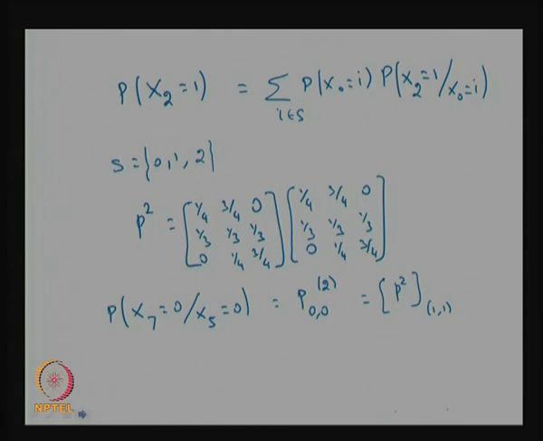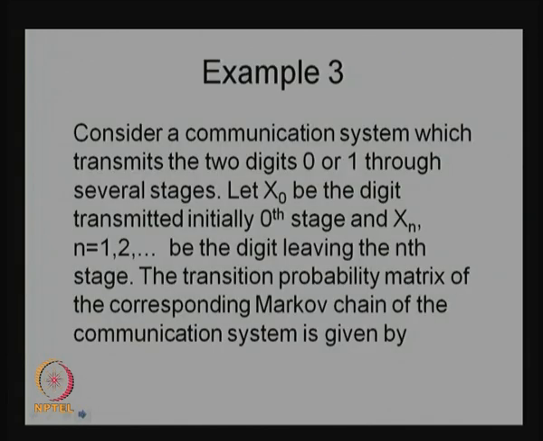Now, we are moving into the third example. This example talks about a communication system in which the transmission takes place with the digits 0 and 1 in several stages. Now, we define the random variable X naught as the digit transmitted initially, that is the 0th step. Either the transmitted digit will be 0 or 1, therefore only two possibilities can take place at any nth step transmission, either 0 or 1. Like that, we are making the transmission over different stages.